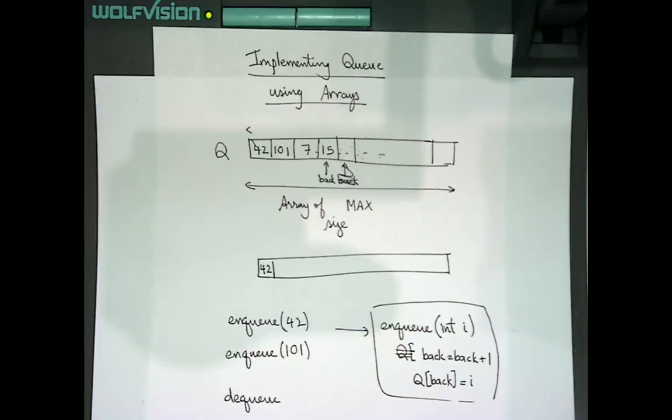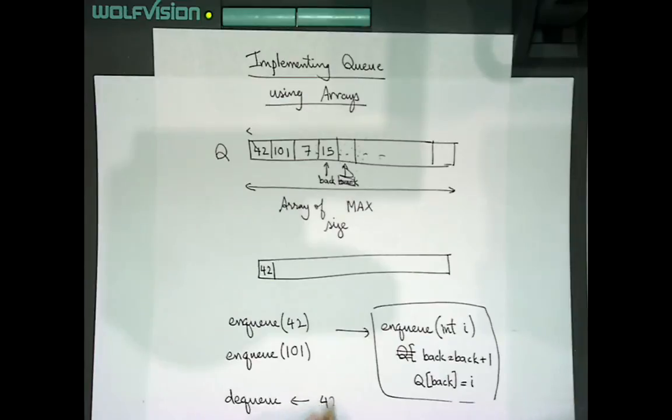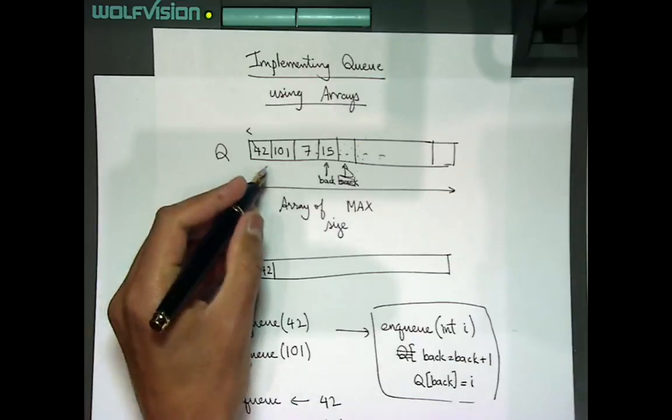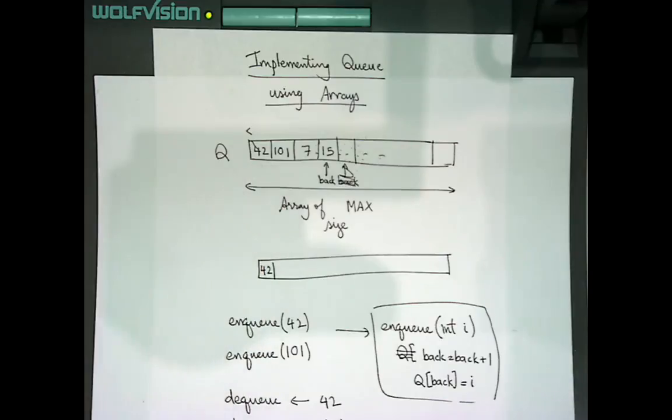No, but when you DQ once, this should return 42. You do DQ again, it needs to return 101. Well, essentially what he said, you could basically maintain a pointer called front or an index called front, and a dequeue operation simply increments front.